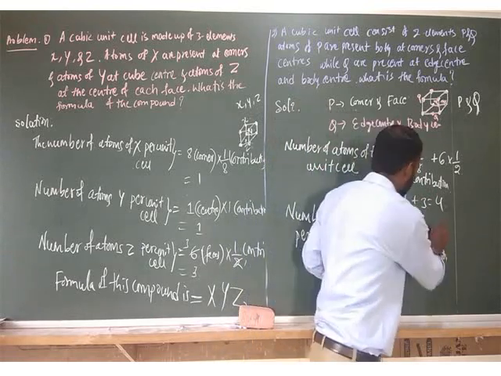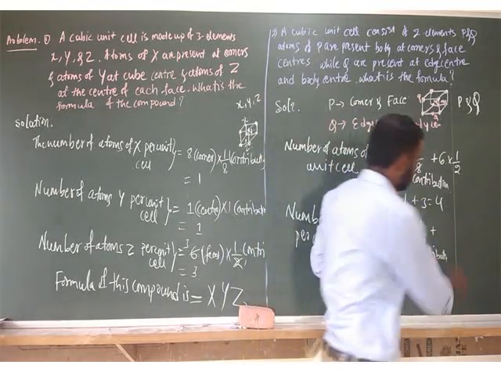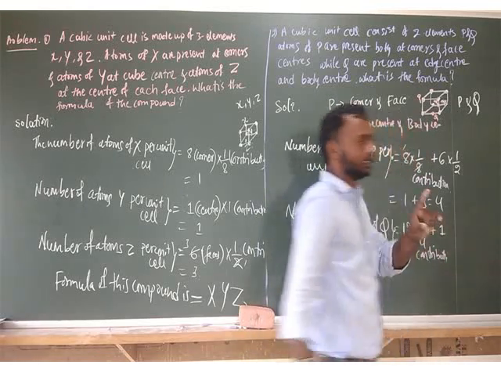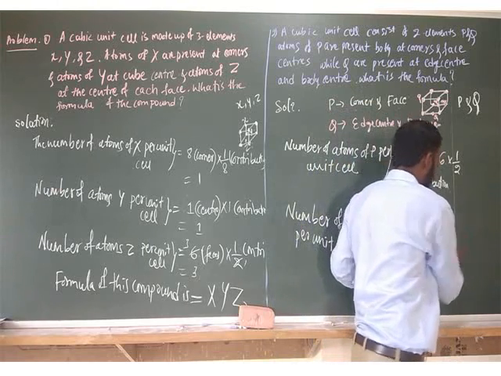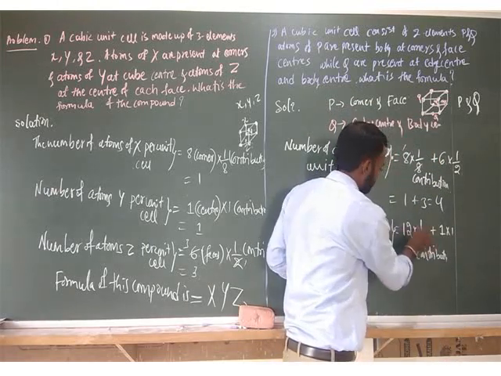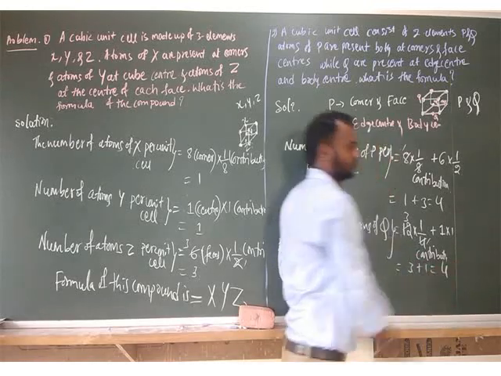12 times 1 by 4 plus, along with the edge centers, the body center, where there is only one particle present inside the cube, and its contribution is also 1. Therefore 12 times 1 by 4 is 3, plus 1 is equal to 4.